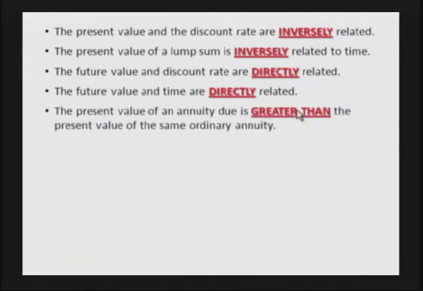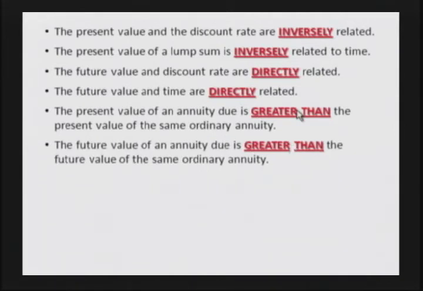The present value of an annuity due is greater than the present value of the same ordinary annuity, because for the annuity due, you receive the payments one period sooner. So when you calculate a present value, if the payments were to be received one period sooner, they're worth one period more interest. Thus, the present value of that annuity due is greater than the present value of an otherwise identical ordinary annuity. The same is true for the future value of an annuity due.